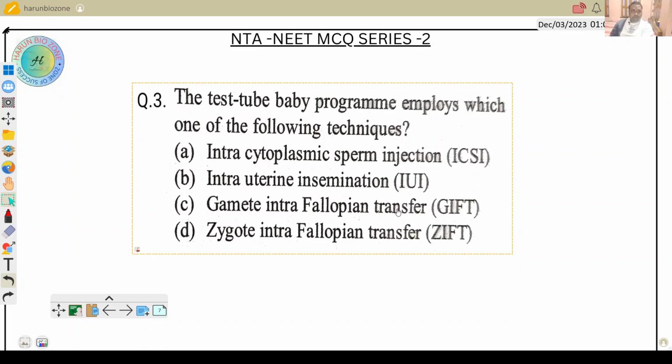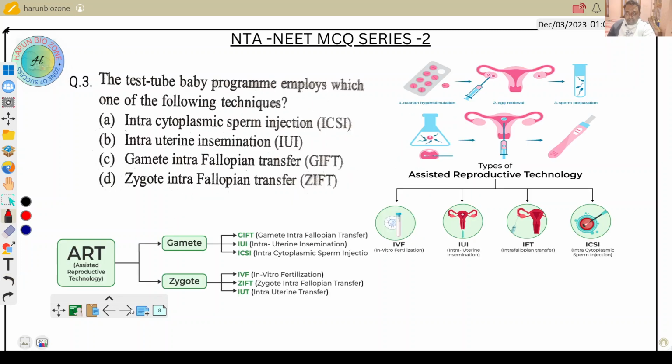Gamete intrafallopian transfer. Gamete means sperm. Intrafallopian means sperm is transferred in the fallopian tube of the female body. But here, zygote intrafallopian transfer. Here the egg and sperm are collected from different sources, then fertilized in the laboratory, then transferred into the female body. So here the right answer is zygote intrafallopian transfer. So here is some explanation.